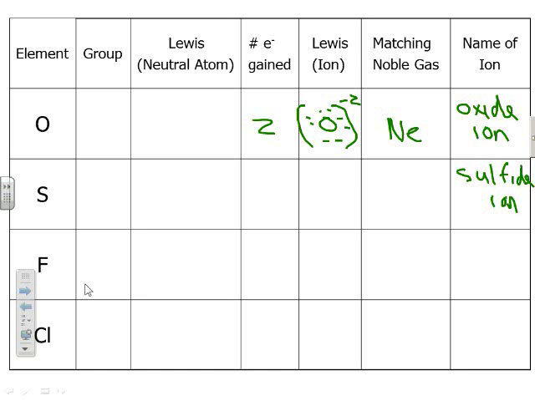Excellent. We've already seen fluorine, so we will do chlorine to finish this one off. How many electrons does chlorine need to get a full outer shell? Yep. 1. Cl, 1, 2, 3, 4, 5, 6, 7, 8, because it's gained the charge. -1. It's going to be isoelectronic to argon, next one beside it. And what's this ion going to be called? Yep. Chloride ion. Nice. Let's look at the summary.